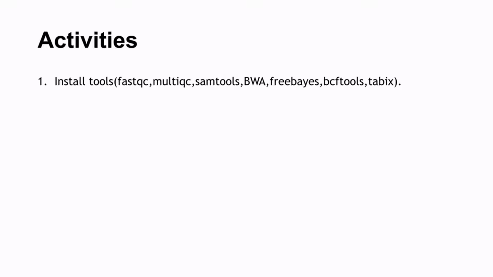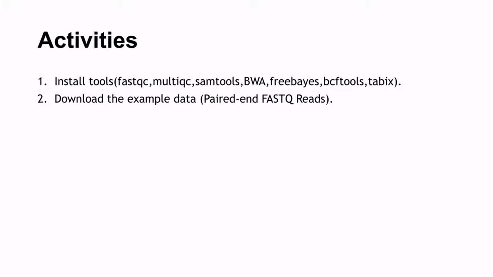We are first going to install the tools that we will need for this exercise. We will install FastQC, MultiQC, SAMtools, BWA, freebayes, BCFtools, and Tabix. We will use Anaconda to do that. We will then download the example data. We are going to use paired-end FASTQ reads. We will also download the reference genome or reference sequence.